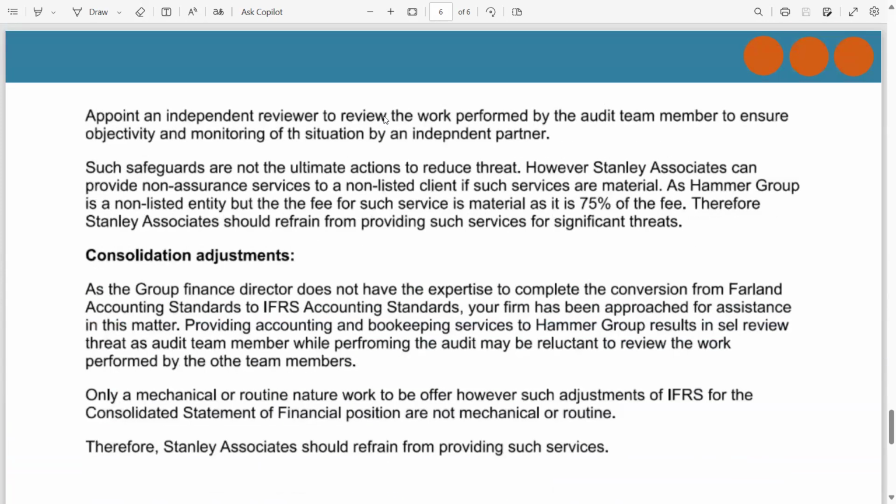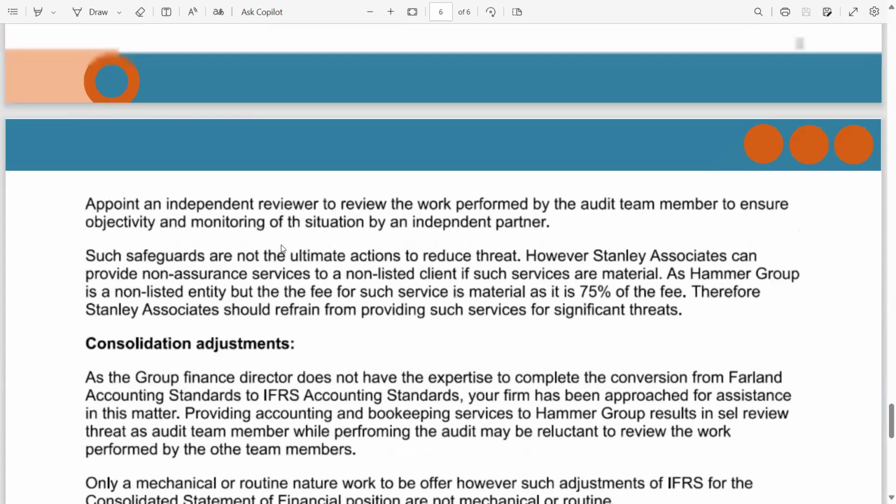Now, this is your assignment. You have to follow these two paragraphs. So that's it for question number 1.